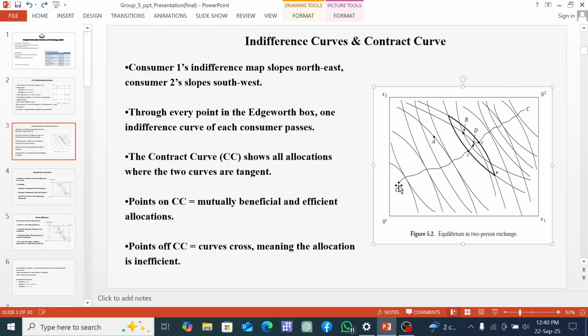So what is the contour curve then? The contour curve is the locus of all the tangential points. So all the points on CC are mutually beneficial and efficient allocation points, and points off CC, like other points than CC, are not efficient. They are inefficient points.